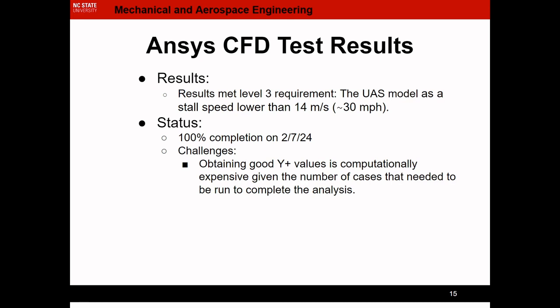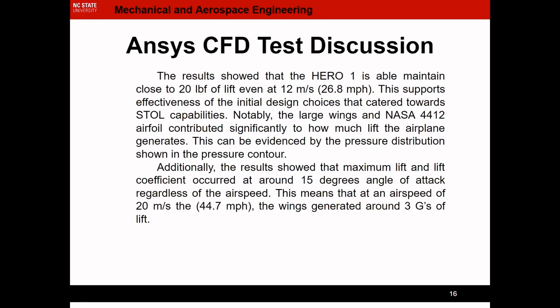Going to results, the results show that our UAS model met the level 3 requirement that it had a stall speed lower than 14 meters per second, or around 30 miles per hour. The test is considered complete, but the biggest challenge I had was getting good y plus values. Some discussion: the results show that the Hero 1 was able to produce a lot of lift, even at 12 meters per second. I expect the stall speed to be around 13 meters per second, or maybe 28, 29 miles per hour, which is really good.